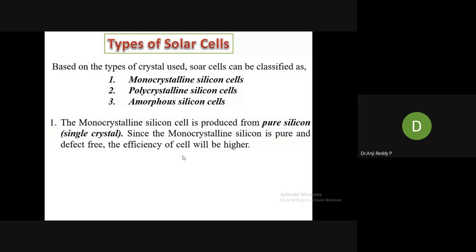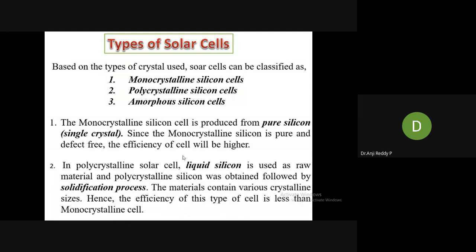Here this monocrystalline silicon is pure and defect free, so automatically the efficiency of the cell will be higher. This is about the first one. Next, the second one is the polycrystalline silicon cells. Here the material we are taking is liquid silicon.